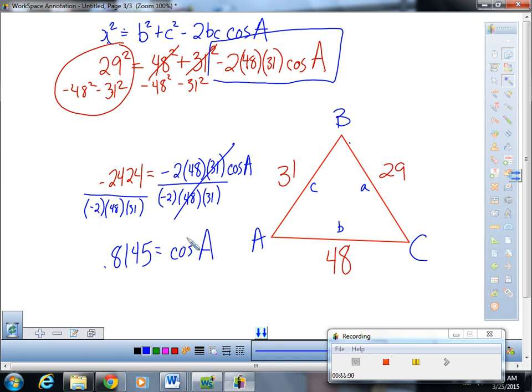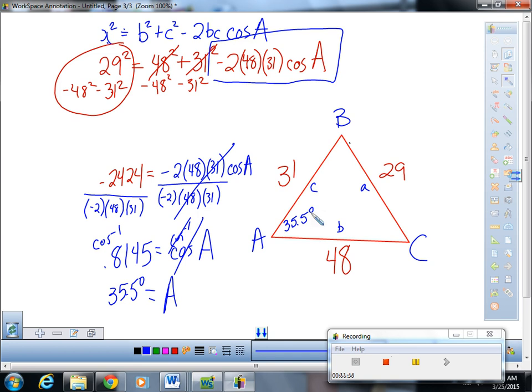Take the cosine inverse of both sides. That's how we get rid of cosine. And we get A is the cosine inverse of 0.8145. And that is 35.5 degrees. The calculator is probably where you're going to make your error. Okay?